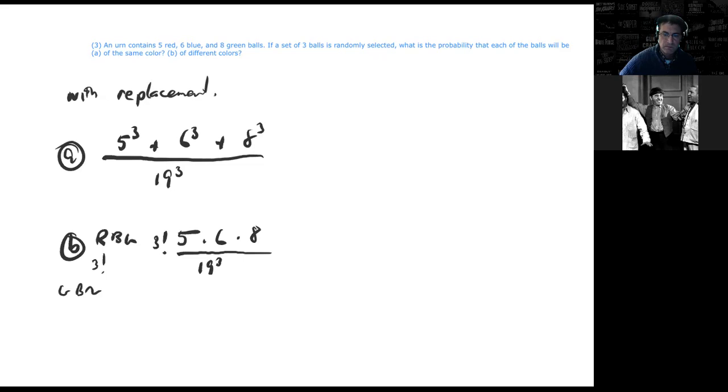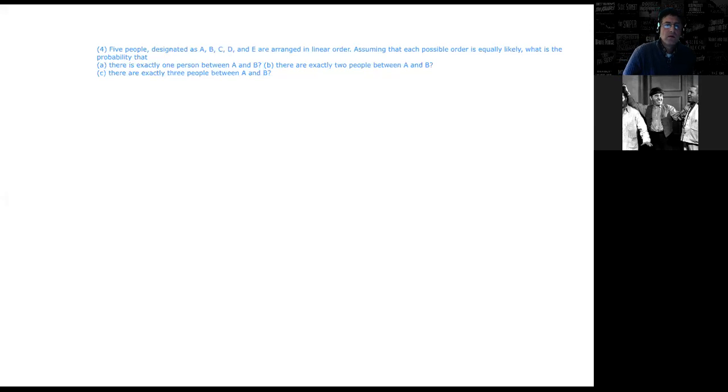Okay. Let's move on to the next problem. Problem 4. 5 people designated as A, B, C, D, and E are arranged in linear order. Assuming that each possible order is equally likely, what's the probability that there is exactly one person between A and B?